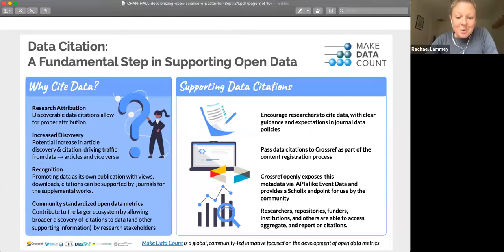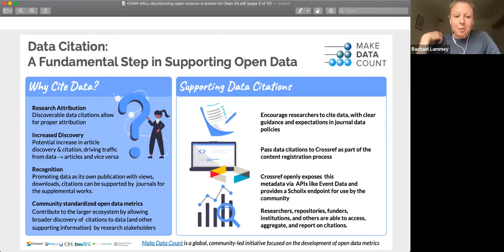Perfect, thank you. And Erica, thank you for providing such a great preface to my presentation. I'm also based at Crossref. I'm speaking on behalf of Make Data Count, which is a global community-led initiative focused on the development of open data metrics.